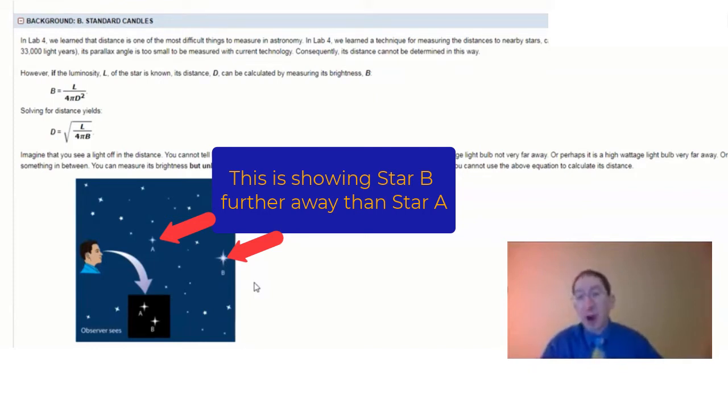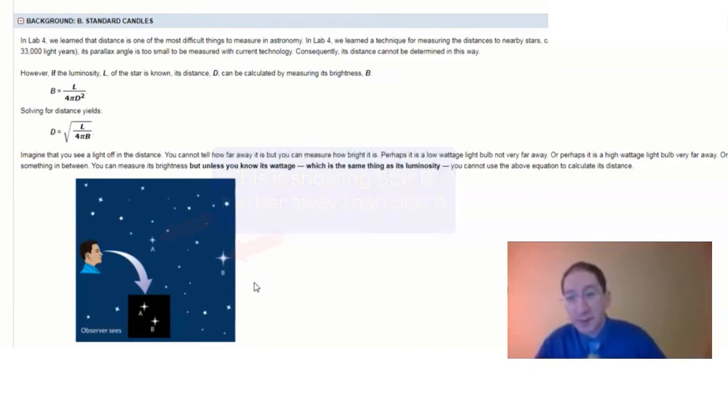However, there are certain classes of objects out there where we know their luminosities, and we call these standard candles. If you can identify an object as belonging to one of these special classes, you know its luminosity, so then all you have to do is measure its brightness, which is one of the easiest things to do in astronomy, and then you can calculate its distance. In this way, we can measure distances much farther out than we could with the parallax technique in Lab 4.